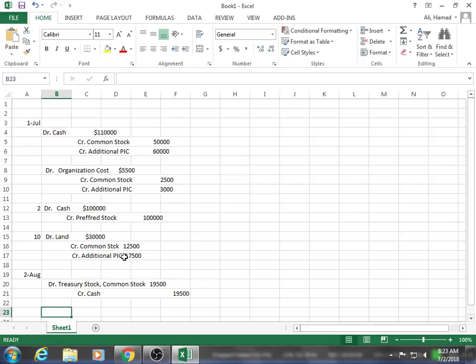On August 10, what happened? Declared a cash dividend for 1 month on the outstanding preferred stock at 2 cents per share on common stock outstanding, payable on August 22nd to stockholders of record on August 12th. Okay. So let's take a look at this for a second. Declared cash dividends for 1 month on the outstanding preferred stock.